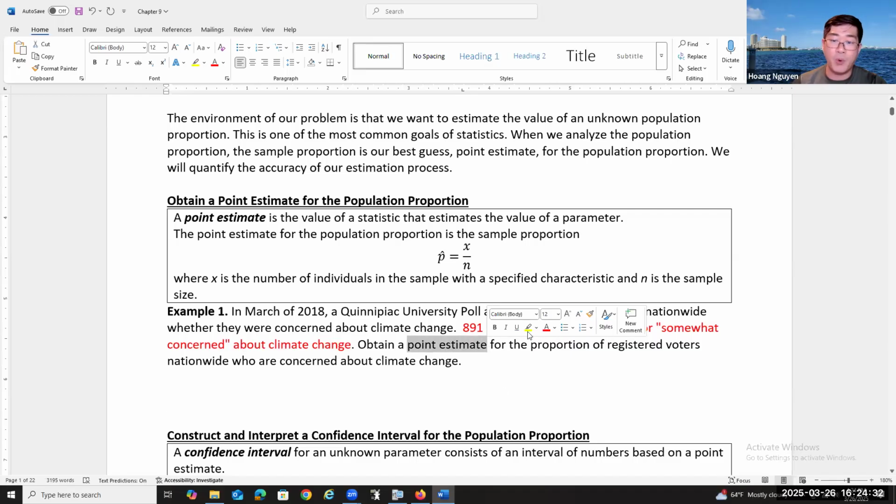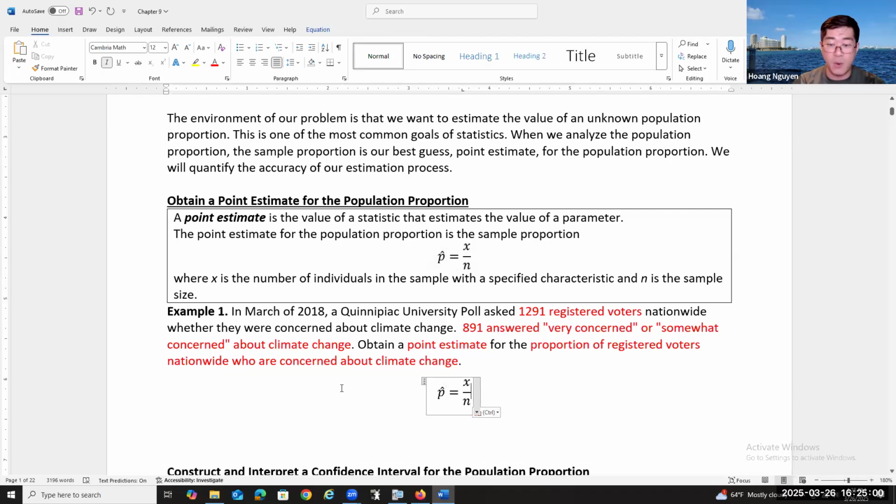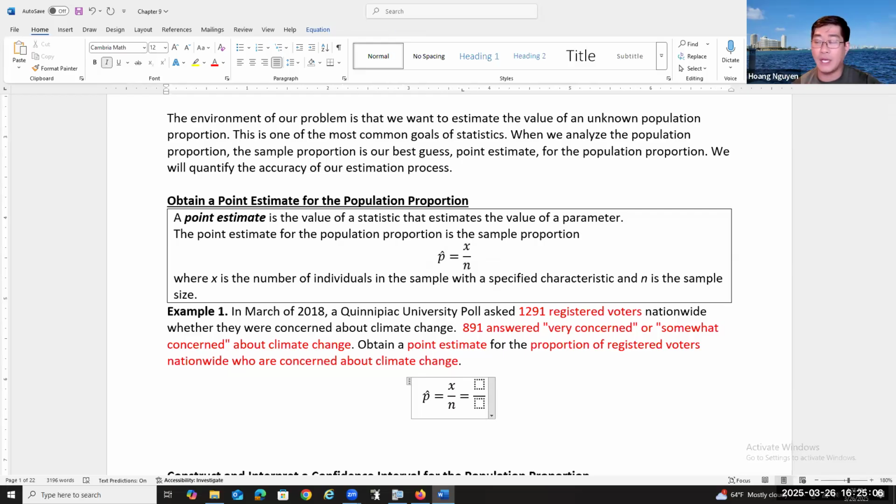We want to find a point estimate for the proportion of registered voters who are concerned about climate change. This is an estimation of the population proportion, so the point estimate will be the sample proportion. This is the formula: the sample proportion p hat is equal to x over n, where x is the number of individuals that have some certain characteristic, and n is the sample size.